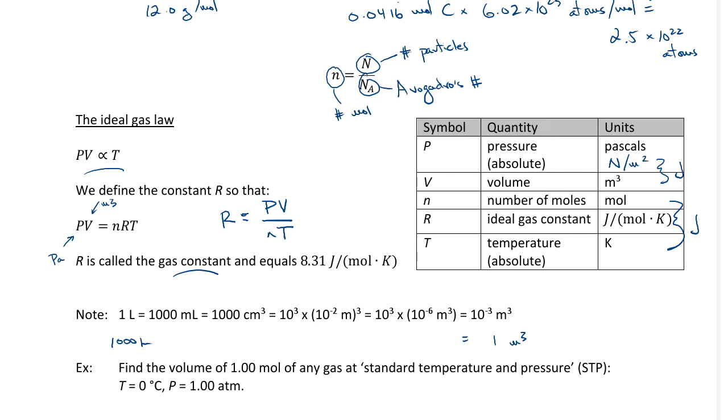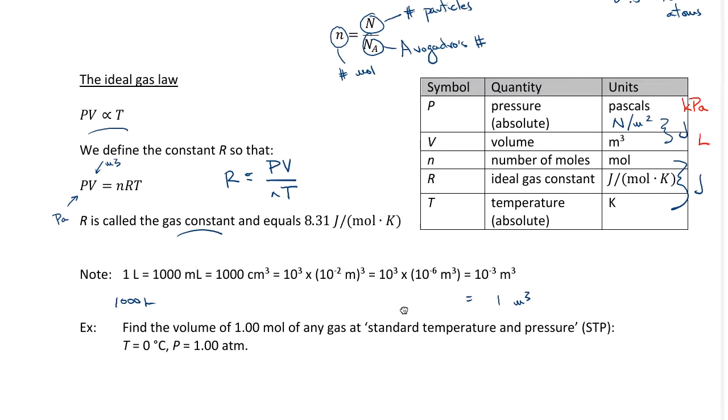Alternatively, we could work in kilopascals for pressure and liters for volume. And if you see, both of these are changed by a factor of 1,000 and in different directions. So their product will again be joules. So we could do that as well. Let's work through an example.